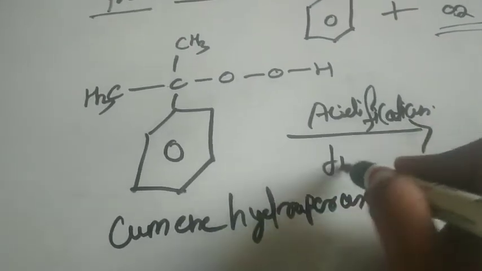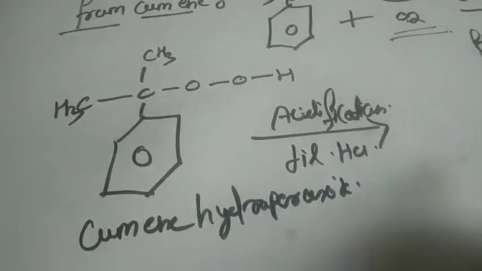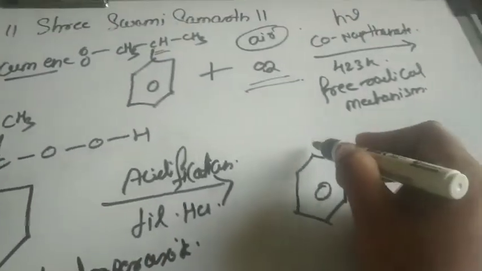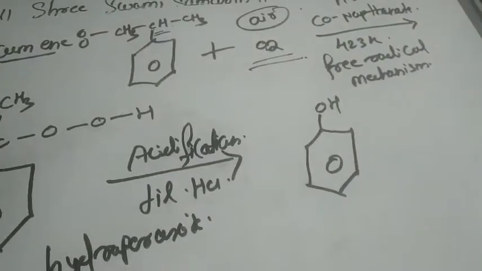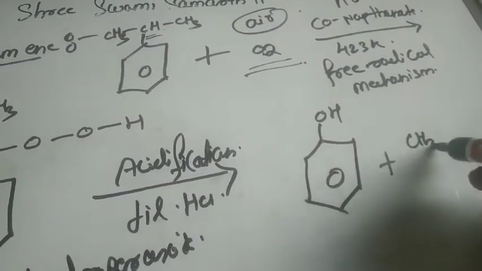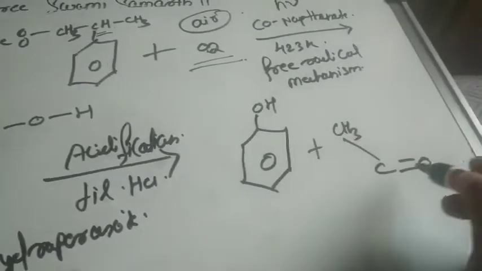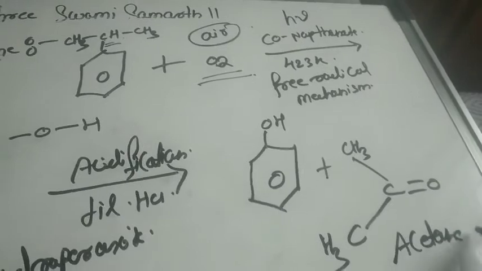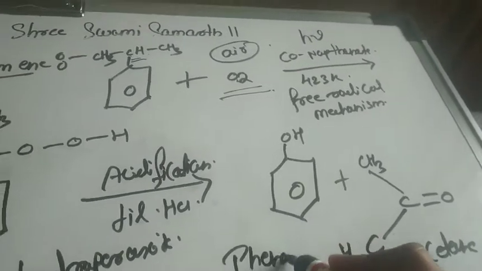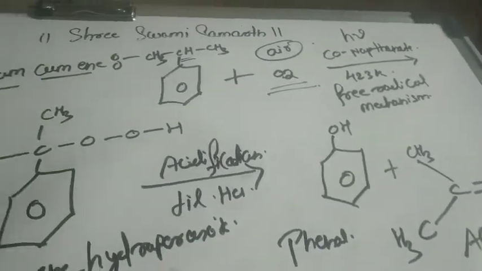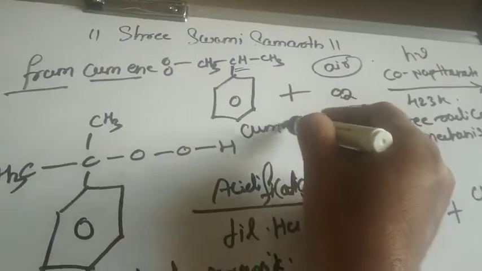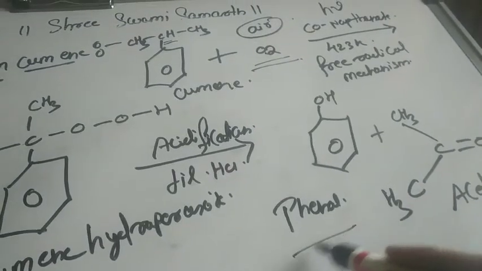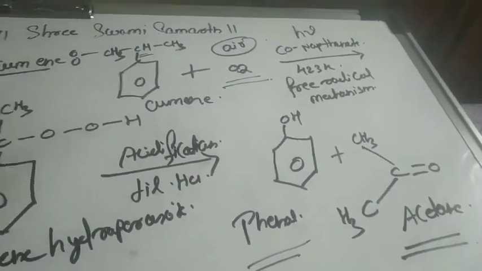with dilute HCl will get converted into two products. Product number 1 will be phenol, that is the desired product, and the second product will be CH3 C double bond O CH3. The name of this compound is acetone, right? Acetone और phenol, दो products मिलते हैं हम लोगों को इस reaction में. कौन से वाले reaction में? क्यूमीन वाले reaction में, right? So in the cumene reaction we get two products. One will be phenol and one will be acetone, right?